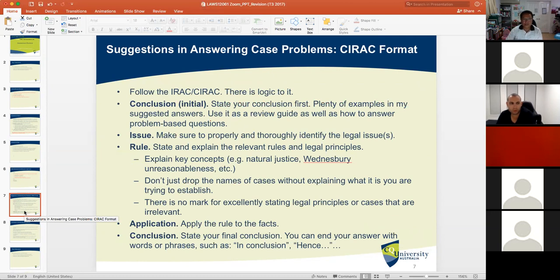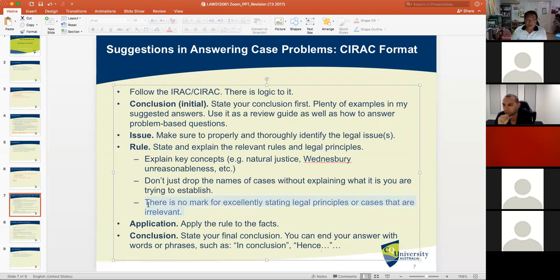So let me just go conclusion, initial, state your conclusion first. You have plenty of examples in my suggested answers where I just say you should suggest that you apply for judicial review, or you shouldn't. That's an initial conclusion. The issue, make sure to properly and thoroughly identify the legal issue or issues. Rules, state and explain the relevant rules and legal principles. So if you're saying natural justice, reasonableness, and so on, you need to explain those concepts. If you're citing them, I need to know you understand what you're talking about. You also have to make sure that you don't just drop the names of cases without explaining what it is you are trying to establish. So if you cite a case, tell us what the case is about.